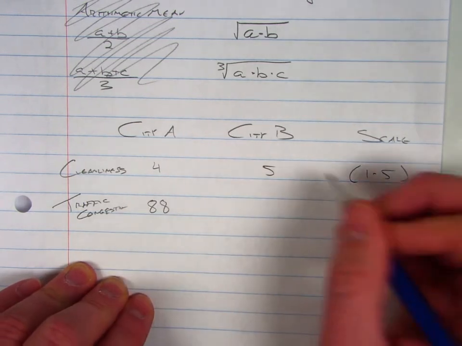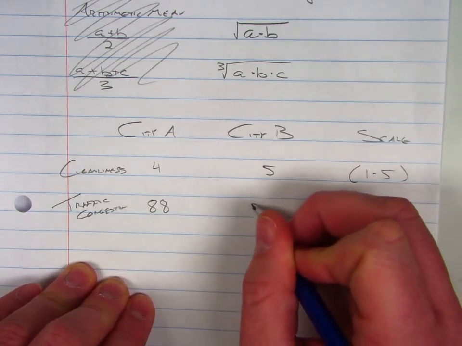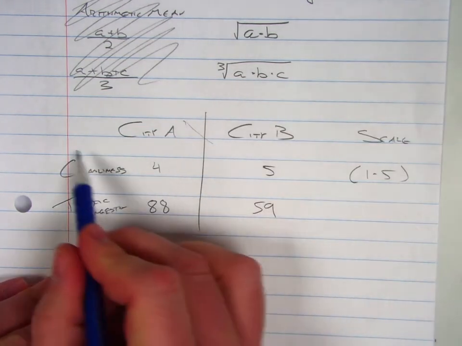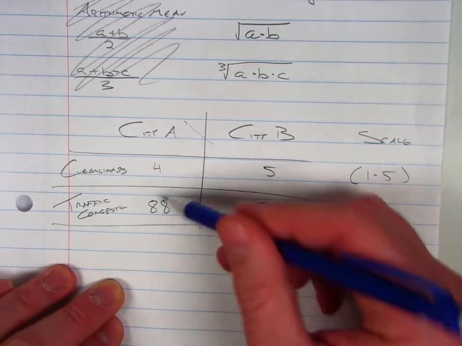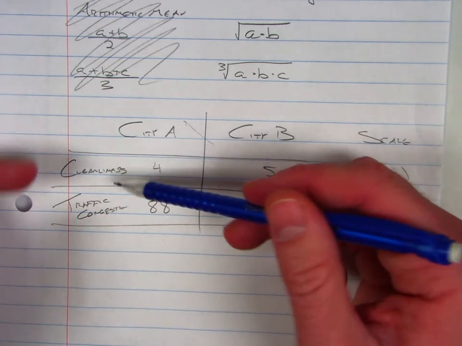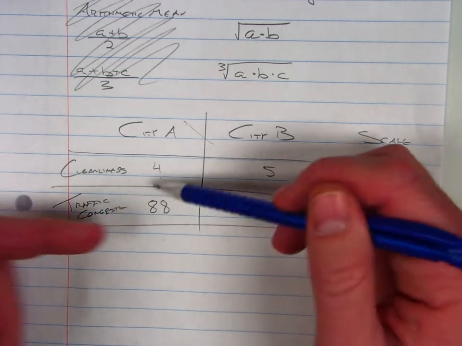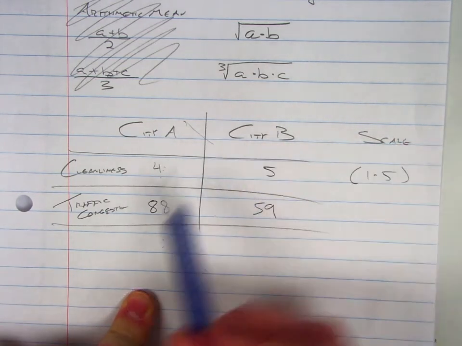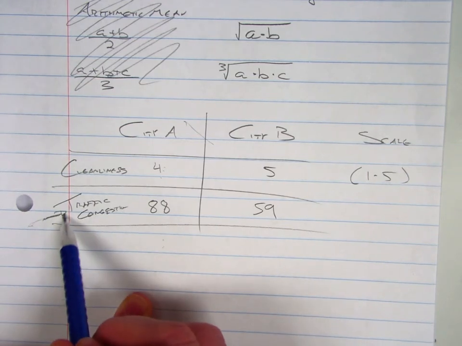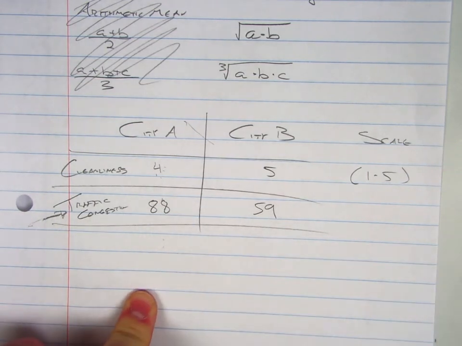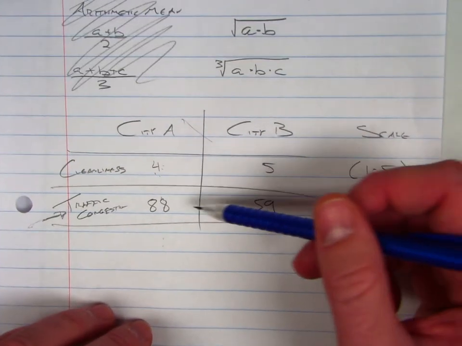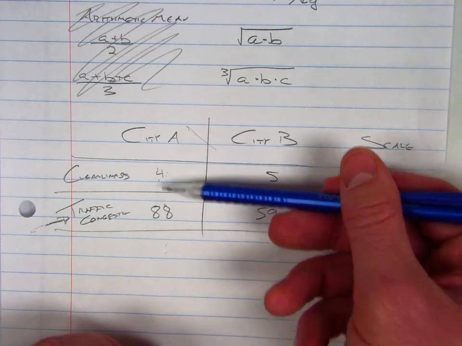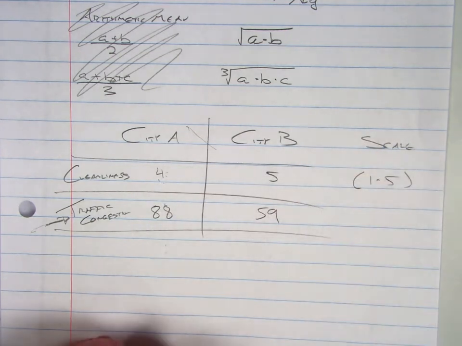So this city has a score of 88. This city has a score of 59. Okay? So if you were trying to find the average of these two, if you wanted to include both the cleanliness and the traffic congestion of a city, I wouldn't want to add those and divide by 2 to find the arithmetic mean, because this traffic congestion would have a much heavier weight than cleanliness would. And so this would be a perfect example where in order to count both variables a little more evenly, I would probably take the geometric mean. I would multiply them and take the square root to get my score for a city.